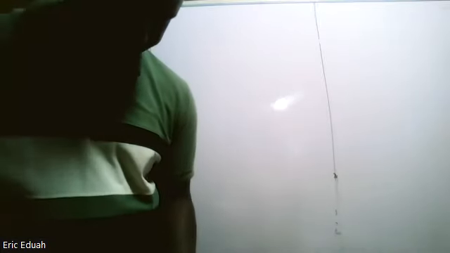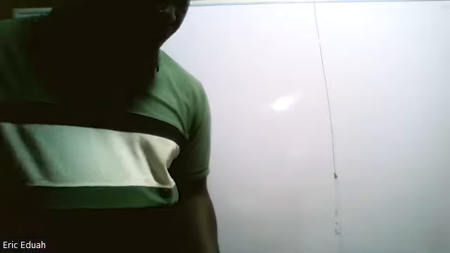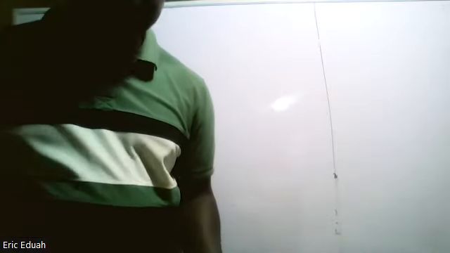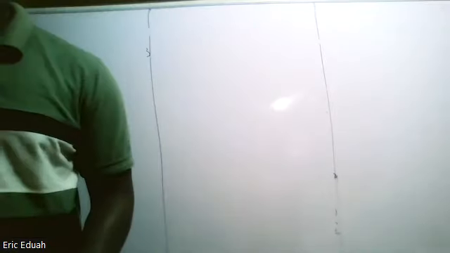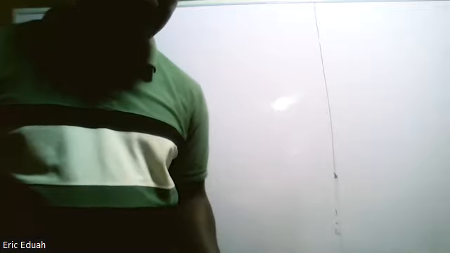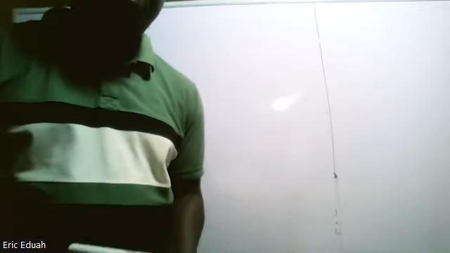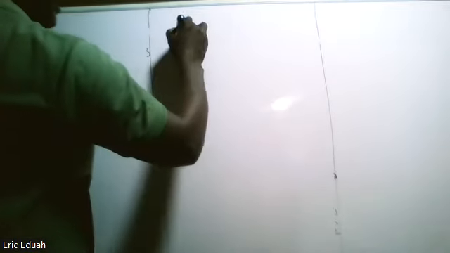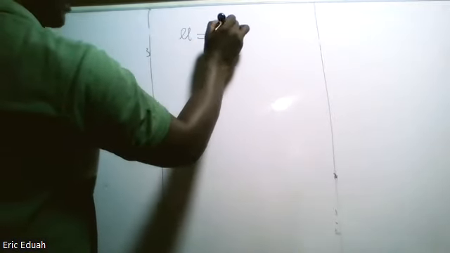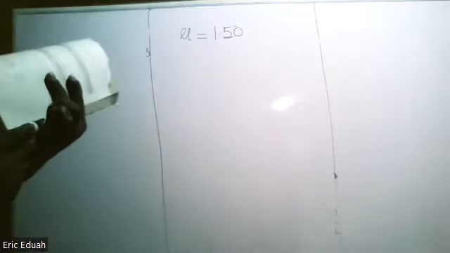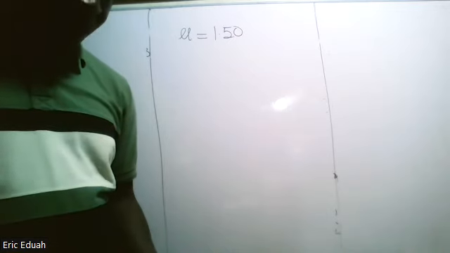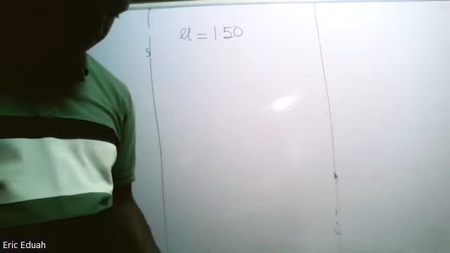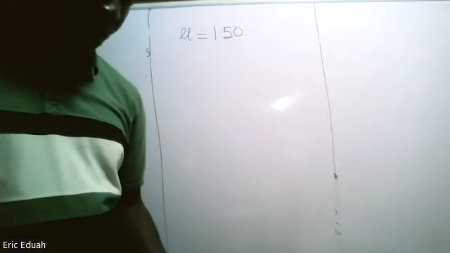I'm begging you. Okay, so the assignment is this. A ray of light falls on a glass plate of refractive index 1.5. So the refractive index of the glass plate is 1.50, which is the same as 1.5. A ray of light falls on a glass plate of refractive index 1.5.